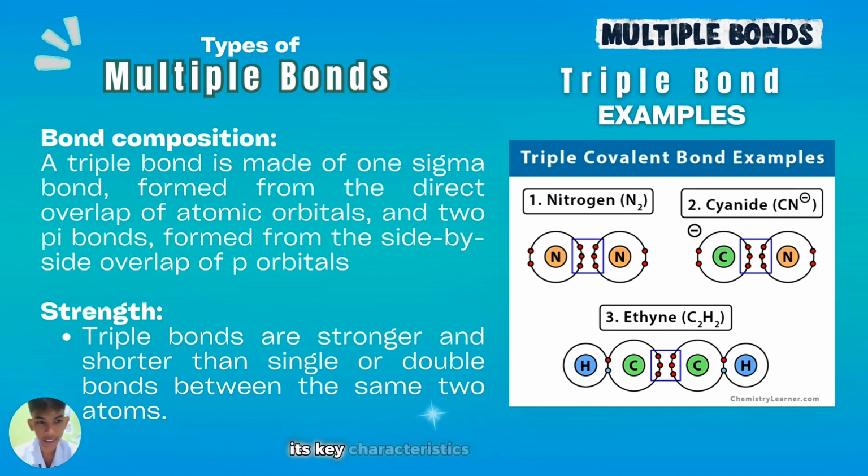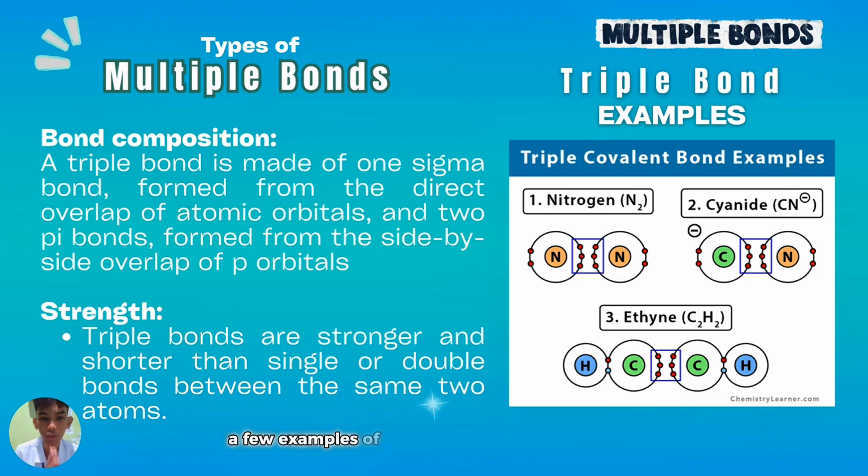Its key characteristics consist of: first, bond composition. A triple bond is made of 1 sigma bond formed from the direct overlap of atomic orbitals and 2 pi bonds formed from the side-by-side overlap of p orbitals. Its strength: triple bonds are generally stronger and shorter than single or double bonds between the same two atoms.